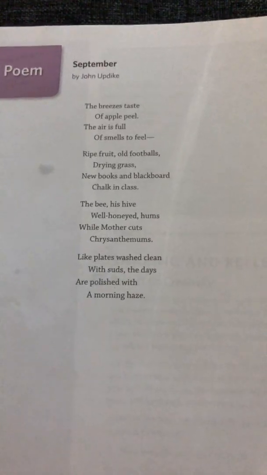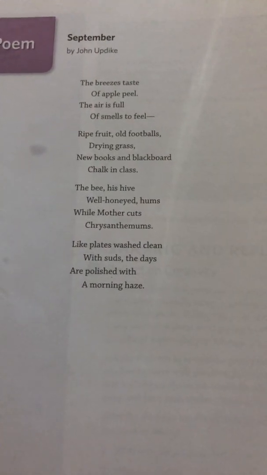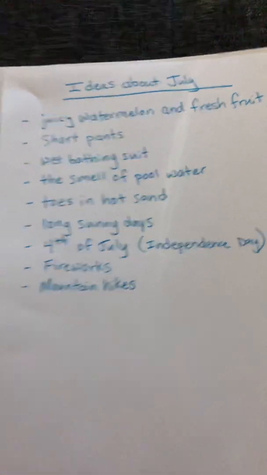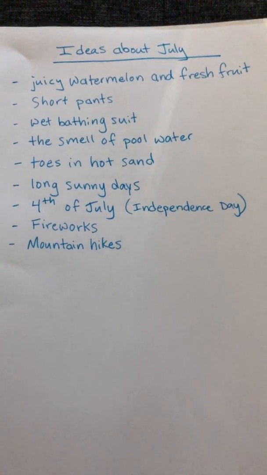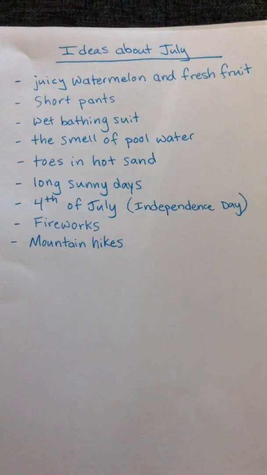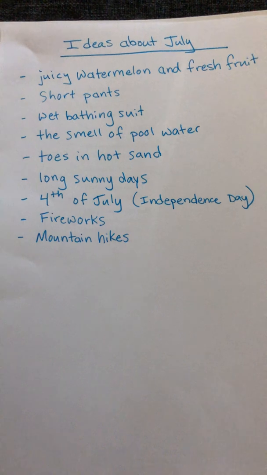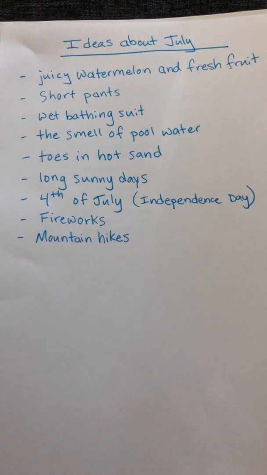So imagine that we are writing a poem like September, but for the month of July. So what words and images might we include in the poem to help a reader see, hear, smell, taste, and feel the month of July? So in this case, I've got a piece of paper, and I just wrote down some ideas about the month of July. Now, you guys would come up with your own, but here are some ideas that we could just use to get started from.